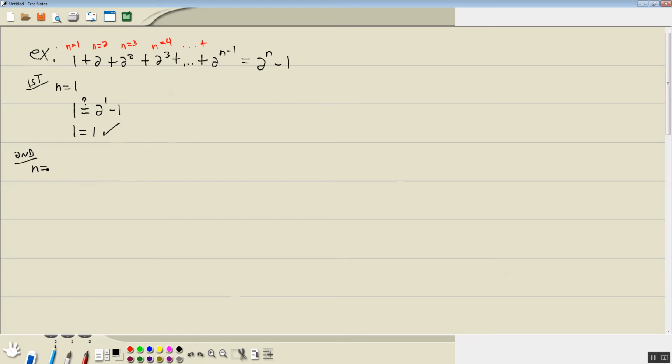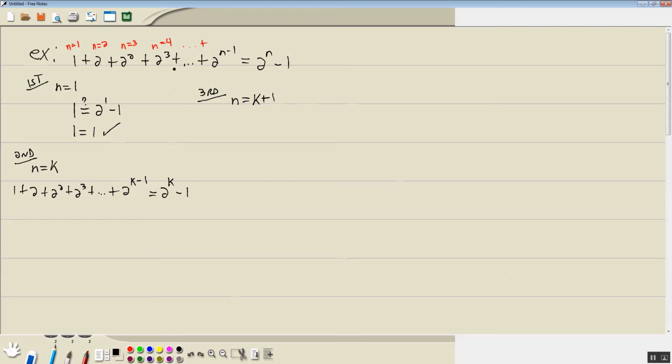Now second, we assume it's true for n is equal to k. So I'm going to come up here, and I got 1 plus 2 plus 2 squared plus 2 to the third plus all the way up to 2 to the k minus 1. We're assuming that's equal to 2 to the k power, then minus 1 down here. Okay, so we're assuming that's true. Then we want to show it is true for n is equal to k plus 1.